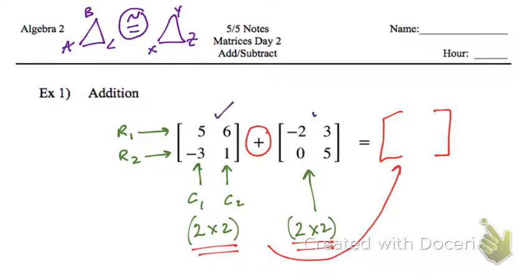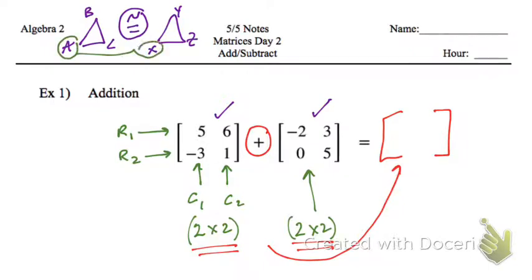These are both 2 by 2s. They're exactly the same size and they're exactly the same shape. They're both matrices. Up here they were both triangles. Then remember, if they were congruent, what did that tell you?